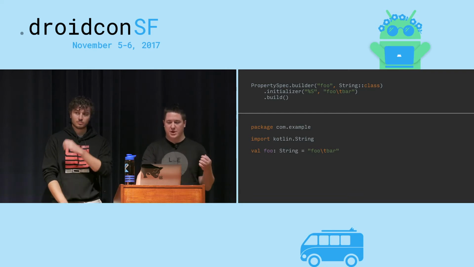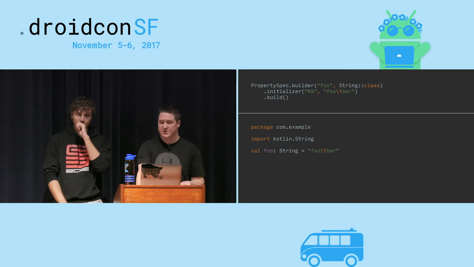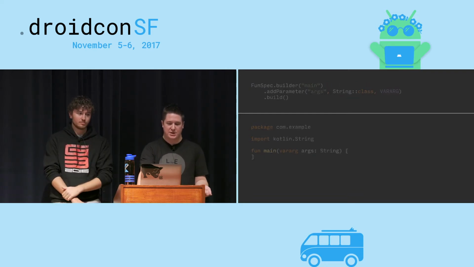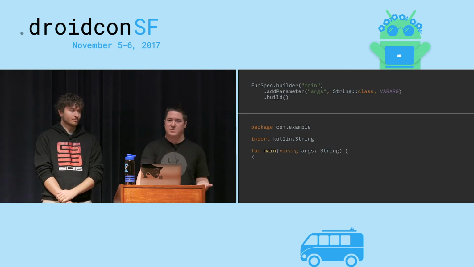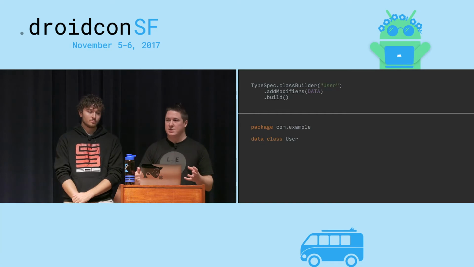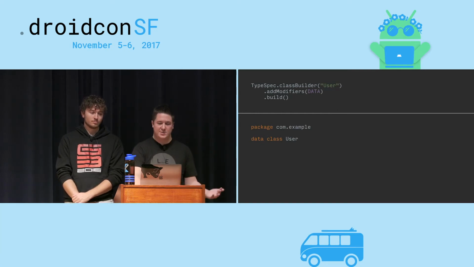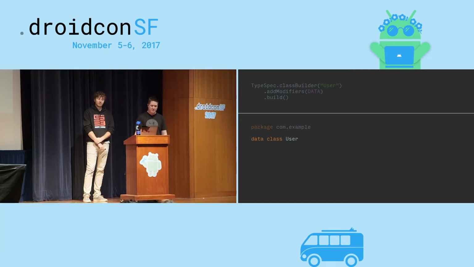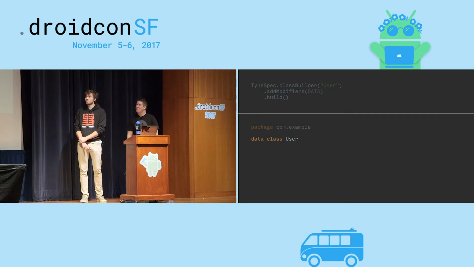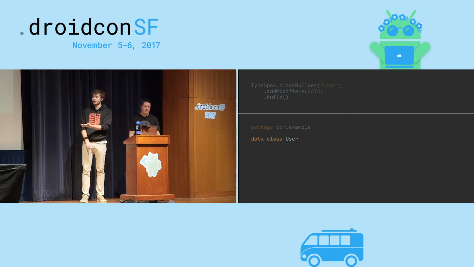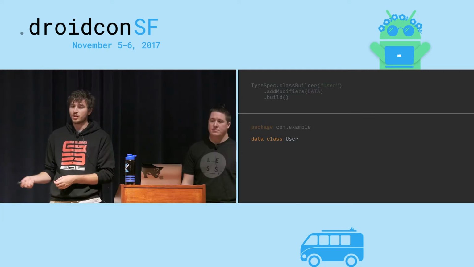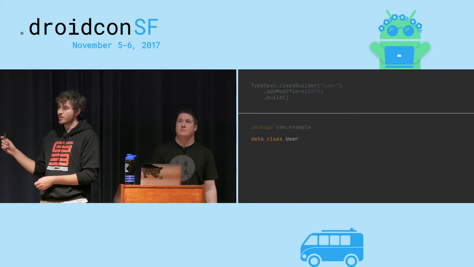So aside from property specs, there's a few other specs for different language constructs. If we want to model functions, we have a function spec. If you want to model types, classes, and interfaces, we have a type spec. The interesting thing about this is that we're generating something that actually won't compile. This was a philosophical decision from KotlinPoet, that we are going to generate code for you, even if it won't compile, and instead lean on kotlinc to fail when you try and run this code.